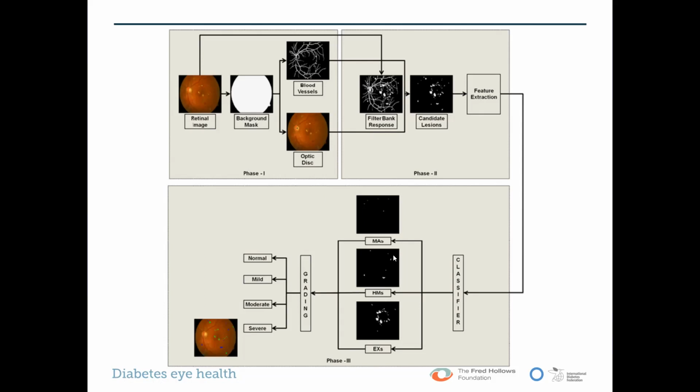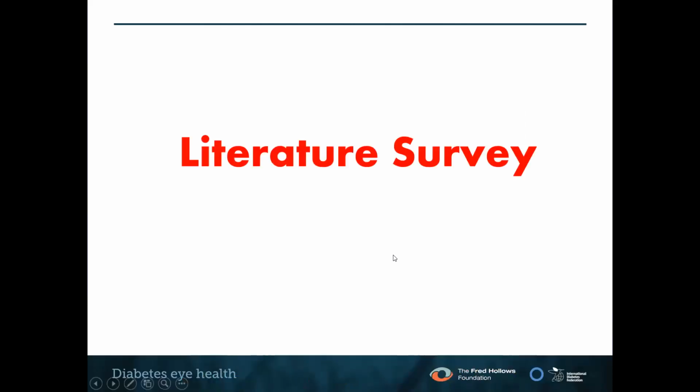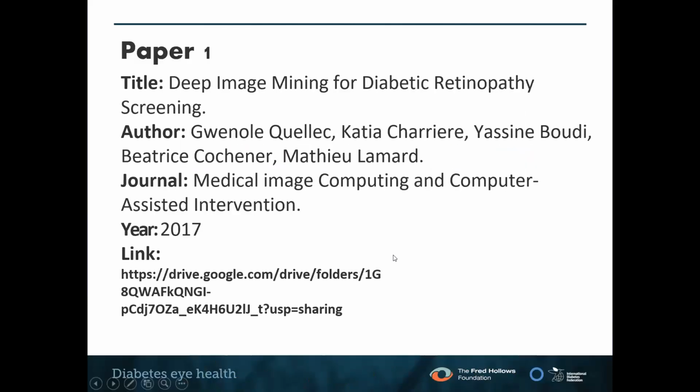Coming to the literature survey, Paper 1, title of the paper is Deep Image Mining for Diabetic Retinopathy Screening. Authors are Gwenole Quellec, Katia Charriere, Yassine Boudi, Beatrice Cochener, Mathieu Lamard. Journal, Medical Image Computing and Computer Assisted Intervention. Year of publication is 2017.